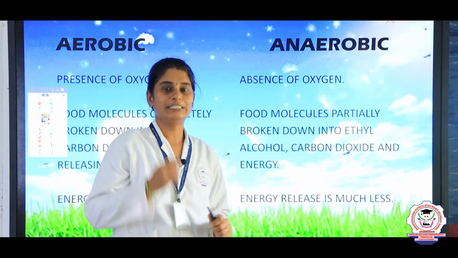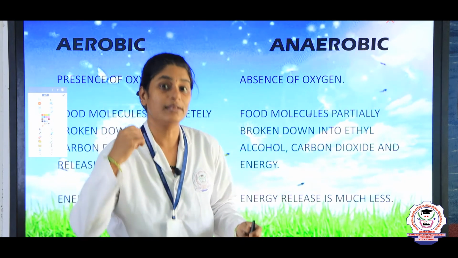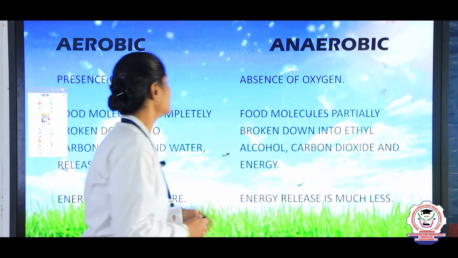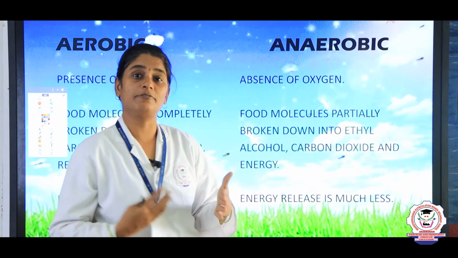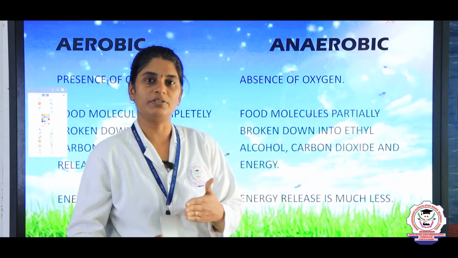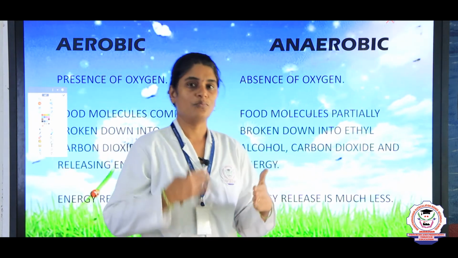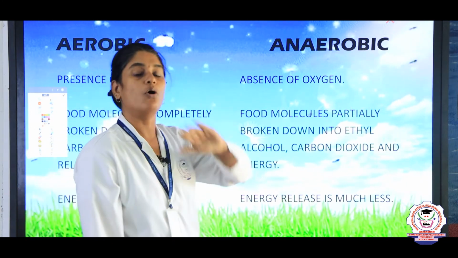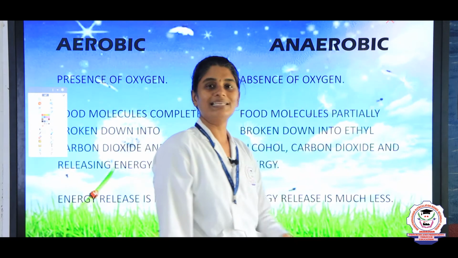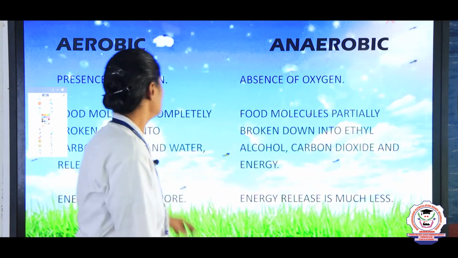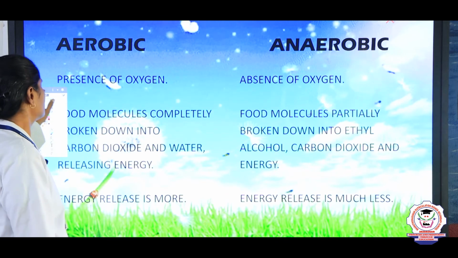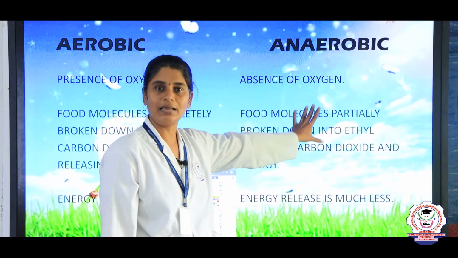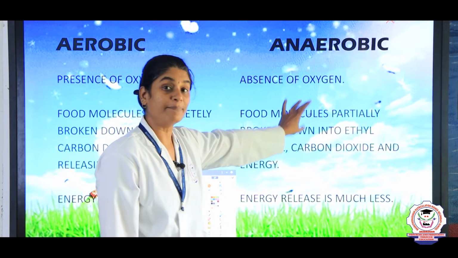So, we know that respiration takes place when there is a release of energy when oxygen is involved, right. We can say there are 2 types of respiration on the basis of oxygen usage. When oxygen is used up, it is known as aerobic respiration, and when oxygen is not used up, it is known as anaerobic respiration. Aerobic means in the presence of oxygen, anaerobic means without oxygen, with the absence of oxygen.